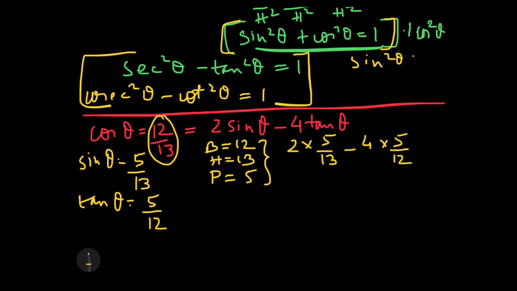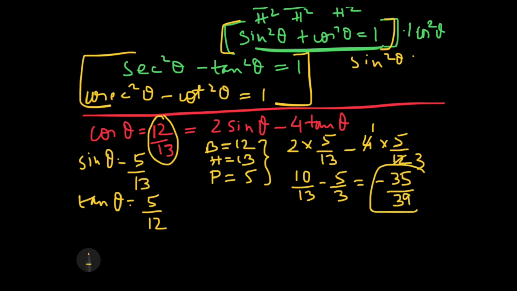This sounds very easy. 4 can cancel out, so I will be left with 10 by 13 minus 5 by 3, which eventually gives me the answer in minus, that is 35 by 39. 39 will be the LCM. So minus 35 by 39 is my answer. If you also got it, congratulations. We have cleared one category of question under trigonometry.